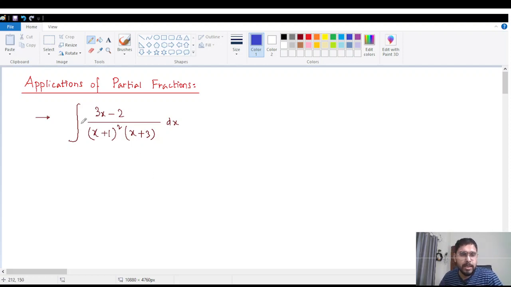As you can see here in front of you, there is a question where there is x plus 1 whole square in the denominator, which is an example of a linear equal factor because it's x plus 1 and x plus 1. And then we have x plus 3, which is an example of a linear distinct factor compared to x plus 1. Now, what is a linear distinct factor? What is a linear equal factor?